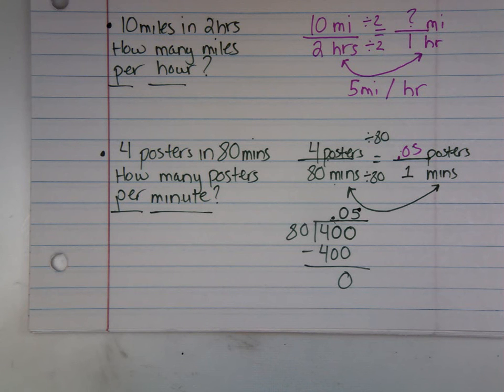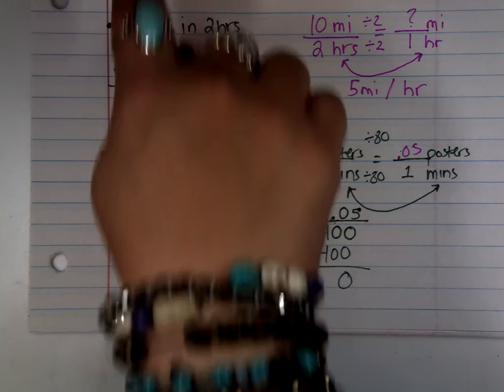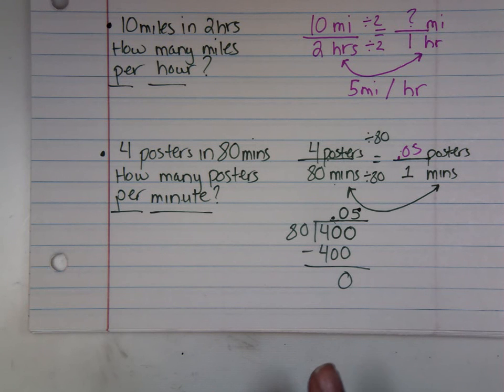So now I need you to try and practice on your own. If you have any questions, please make sure to ask your teacher. Remember, a unit rate just means that one of the quantities is 1, and a rate is just a comparison of two different quantities where their units are different. So, for example, remember pages and minutes, miles and hours, posters and minutes. We found our unit rate by dividing, and we found where one of our units, our quantities, is 1.